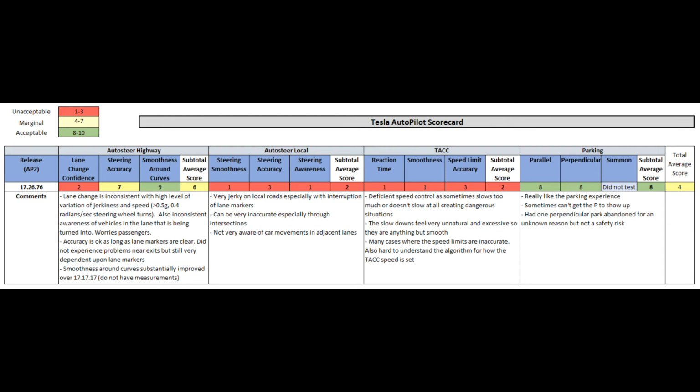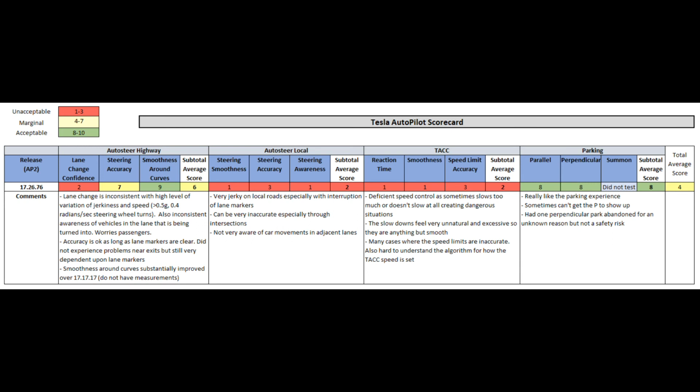And then parking is one of my favorites. I gave it greens on parallel and perpendicular. Didn't test summon. But overall, I think parking works pretty well. So I gave that an 8, which is green. So overall, if you add all the scores together, this release comes up as a 4.